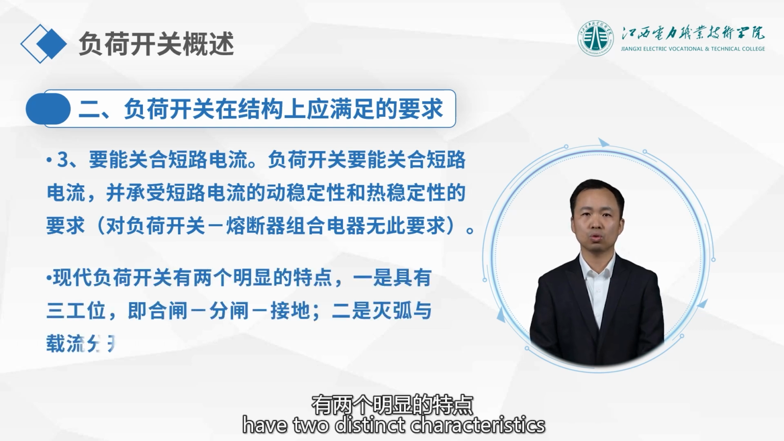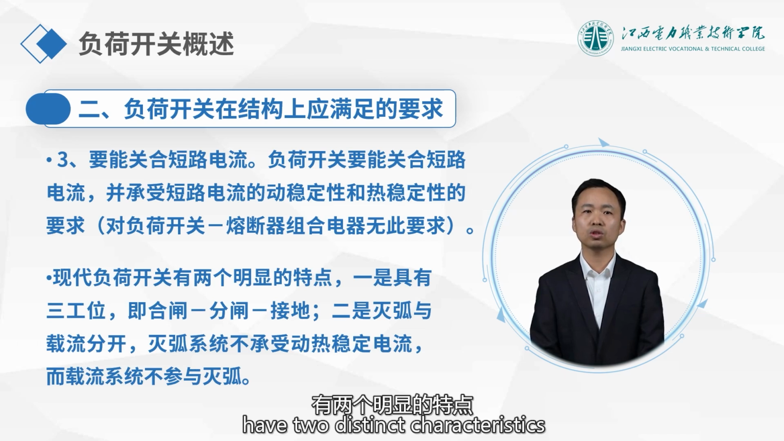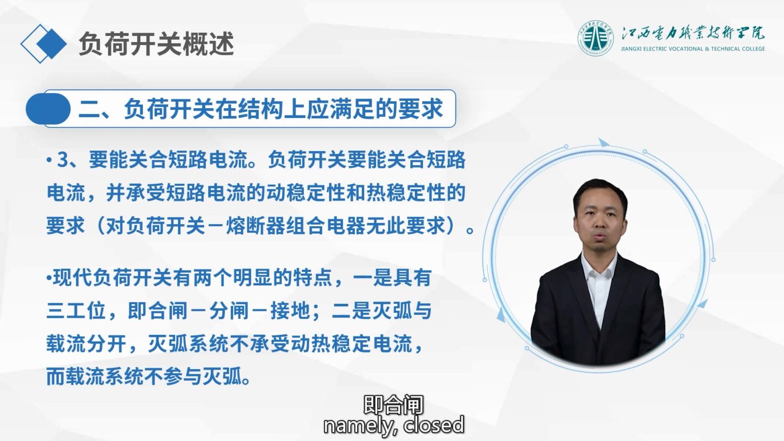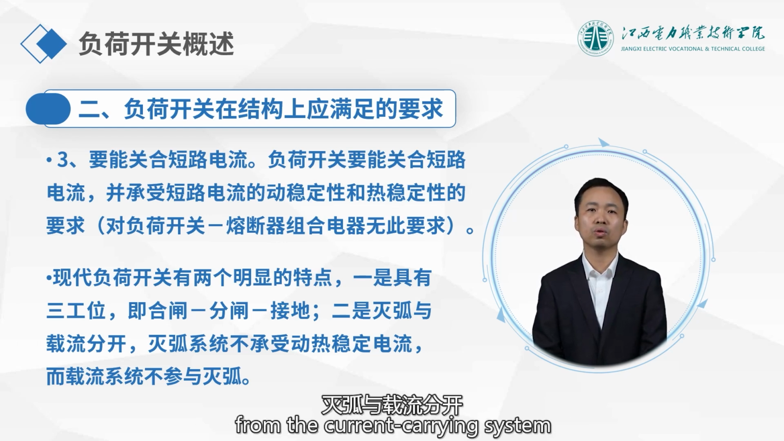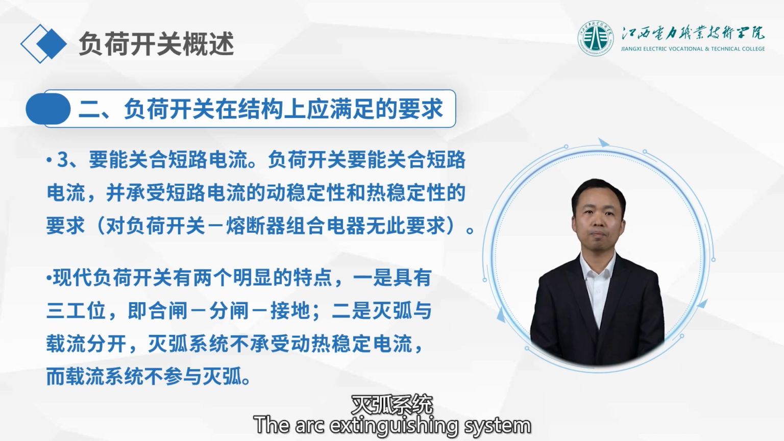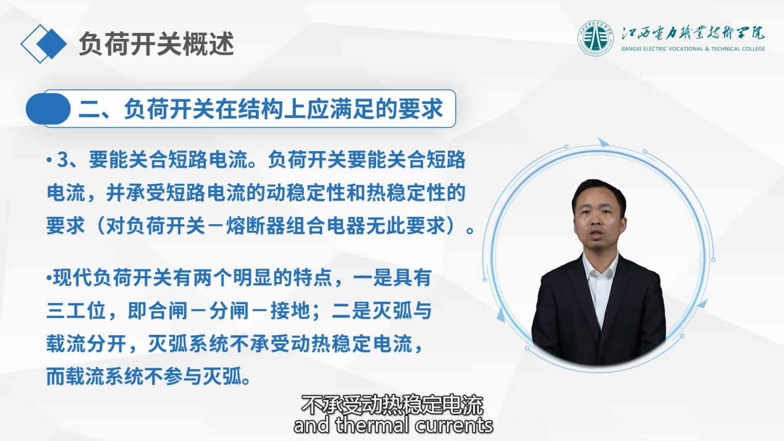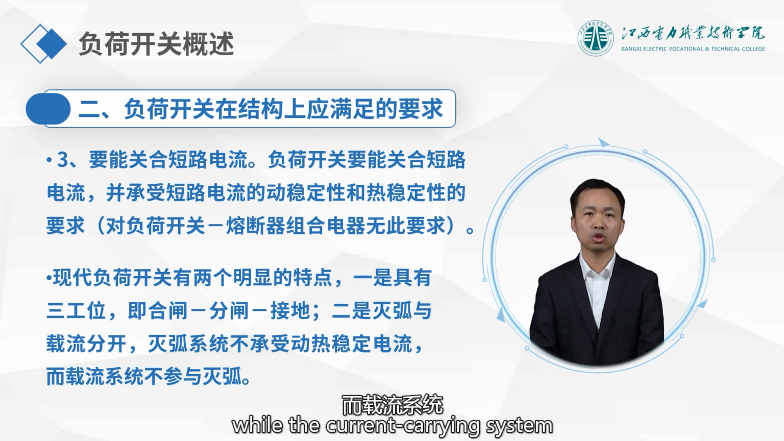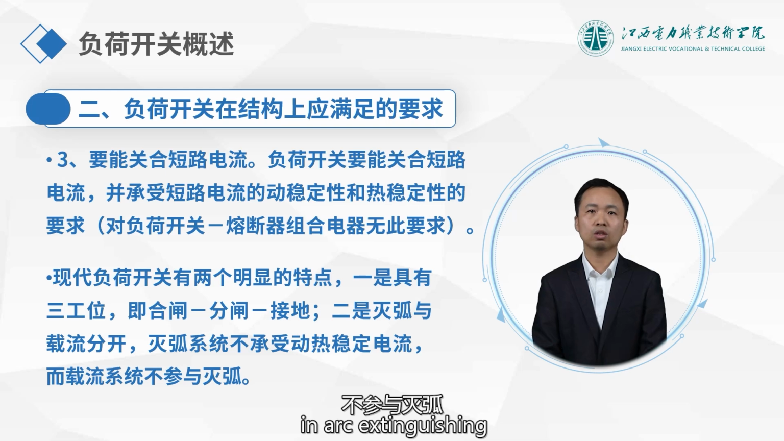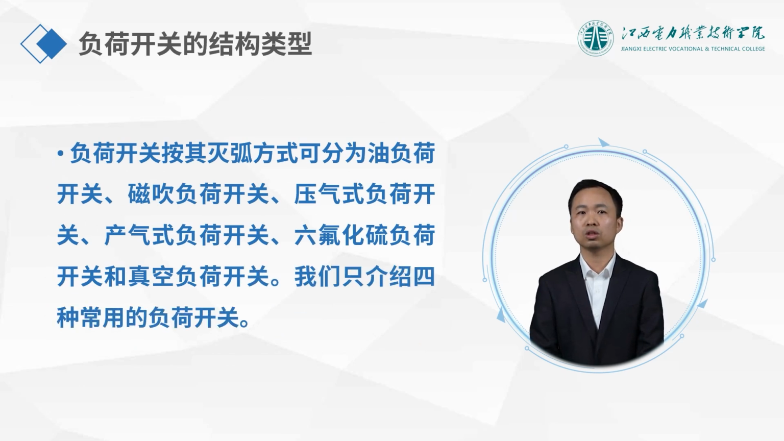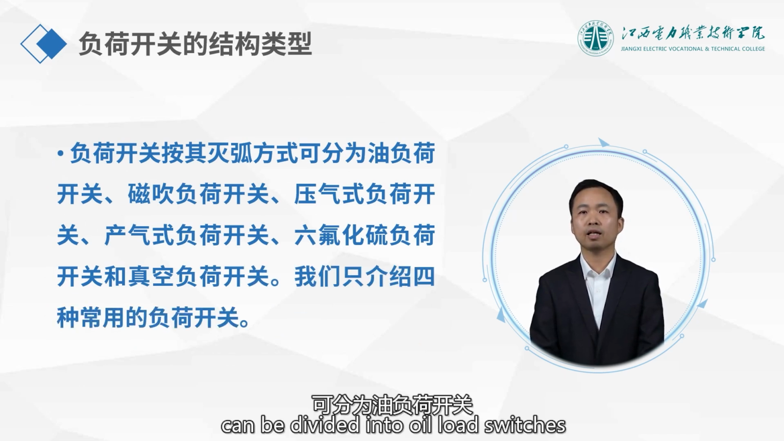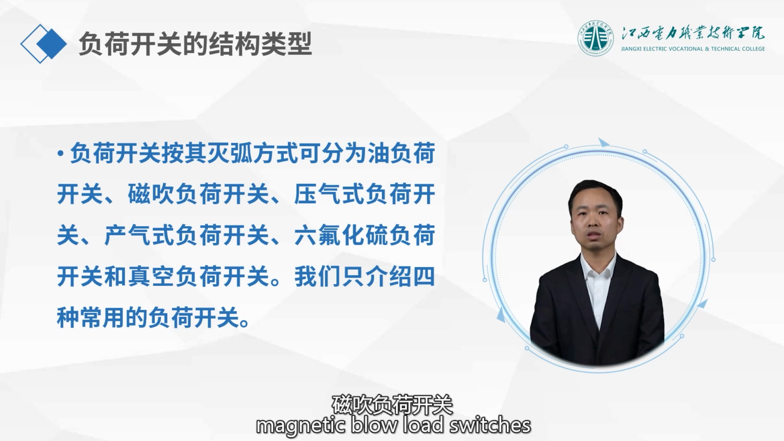Modern load switches have two distinct characteristics. First is they have three positions, namely closed, open, and grounded. The second, the arc extinguishing system is separated from the current carrying system. The arc extinguishing system does not bear dynamic and thermal currents, while the current carrying system does not participate in arc extinguishing.